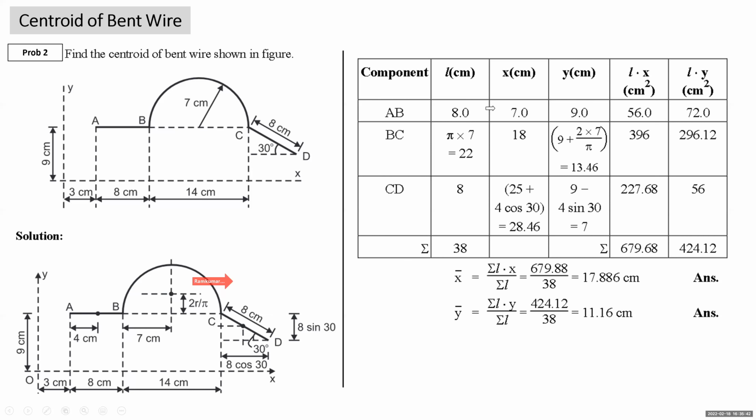You'll get it: L into x, the product of these two columns, will be Lx; L into y of all the four components will be Ly. This is summation Lx, summation of this column. This is summation Ly, and summation of this column will be summation L. Now use the formula x bar is equal to summation Lx upon summation L. Substitute the value of summation Lx, 679.68 upon 38, 17.886 centimeter. Y bar is summation Ly upon summation L. Summation Ly is 424.12 upon 38, 11.16 centimeter. All right.